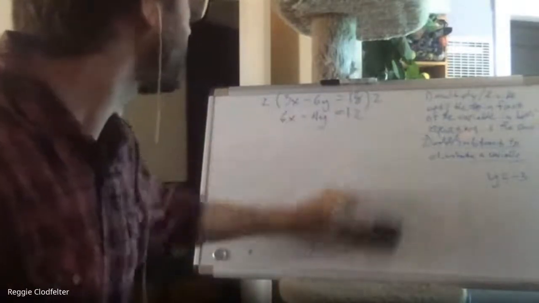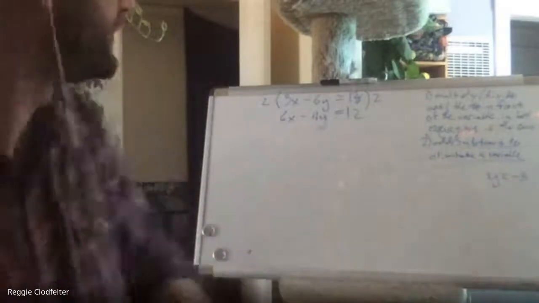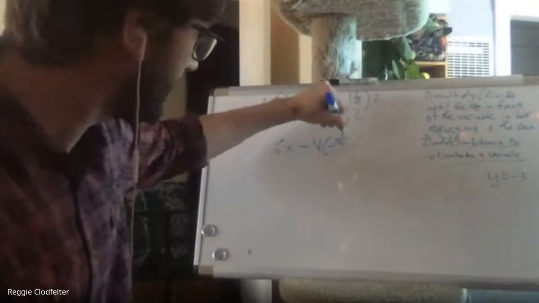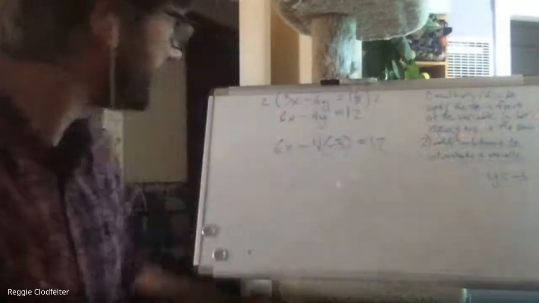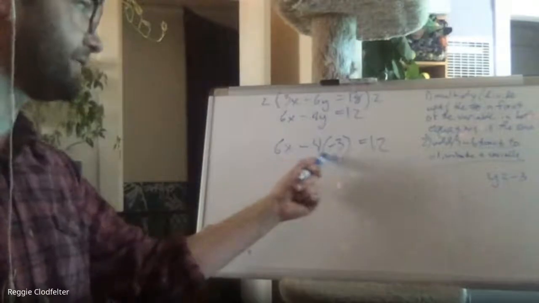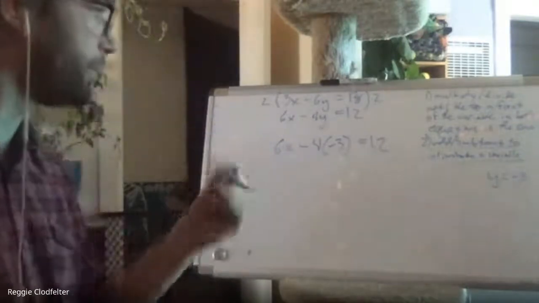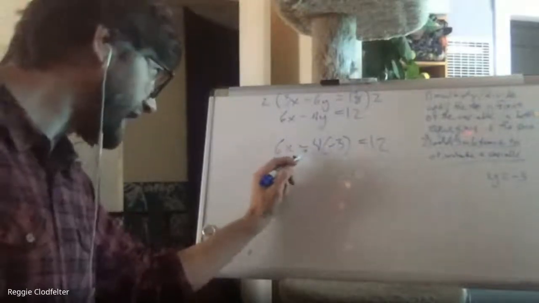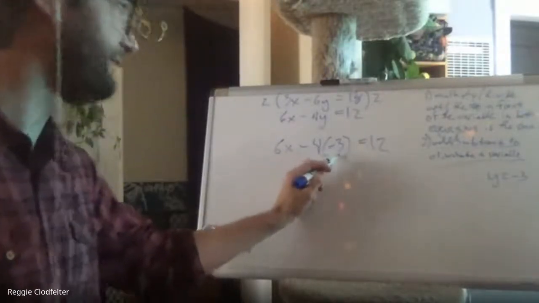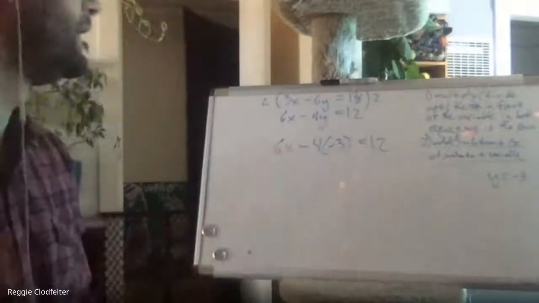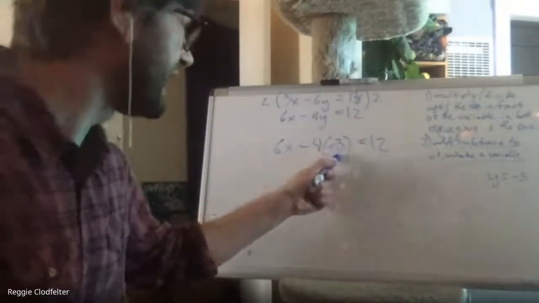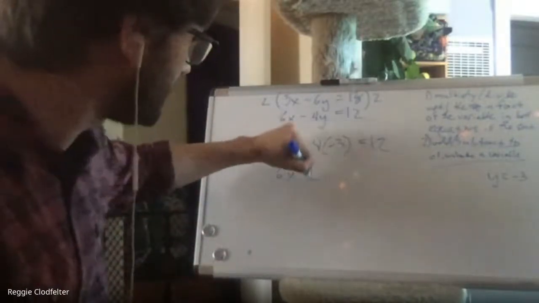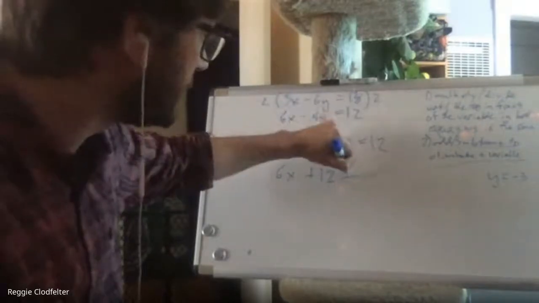So now let's just plug negative 3 into either of these equations. 6x minus 4 times negative 3 equals 12. Now, I need to multiply this right here. But remember, this is very important. You are not multiplying 4 times -3. You are multiplying -4 times -3 because it's -4. So -4 times -3 is +12. So I get 6x plus 12 equals 12.